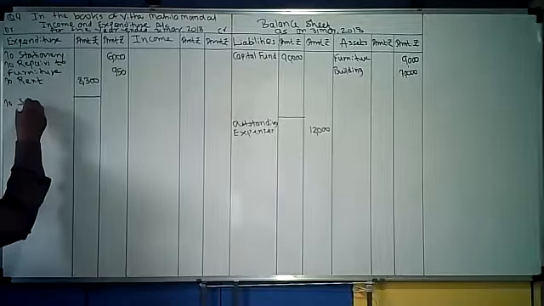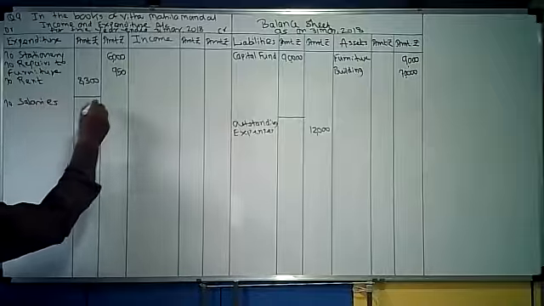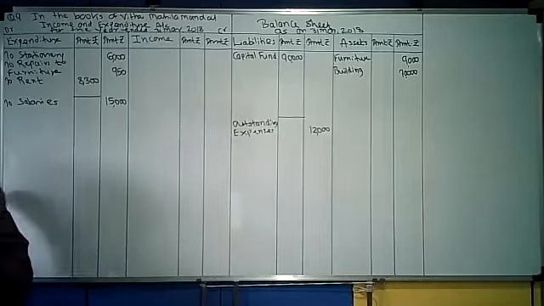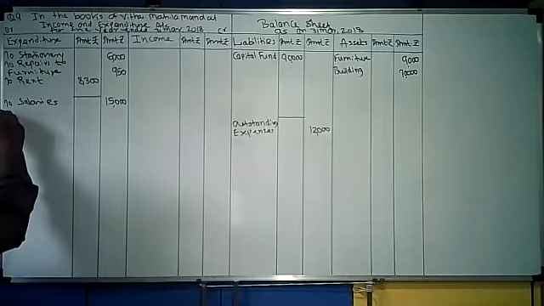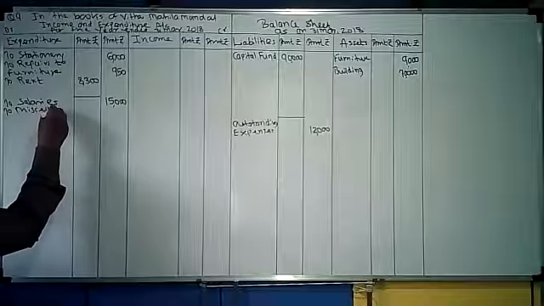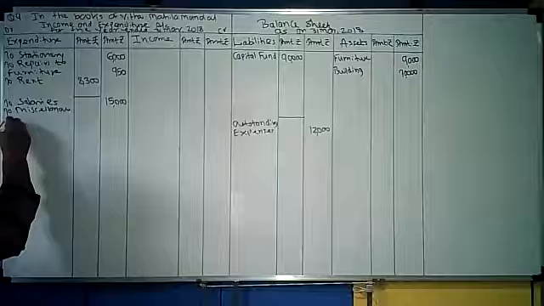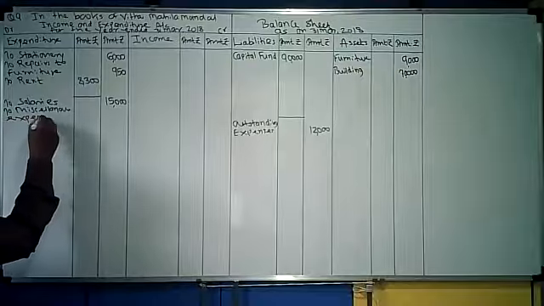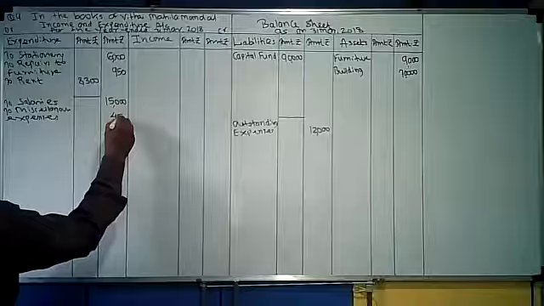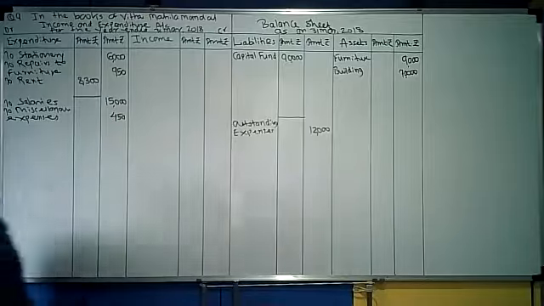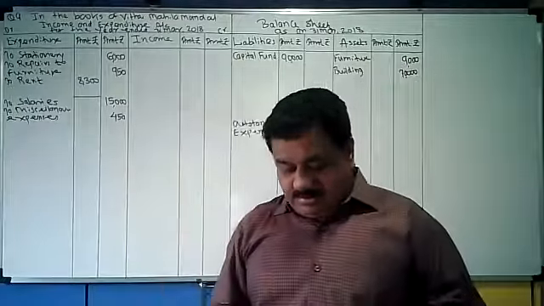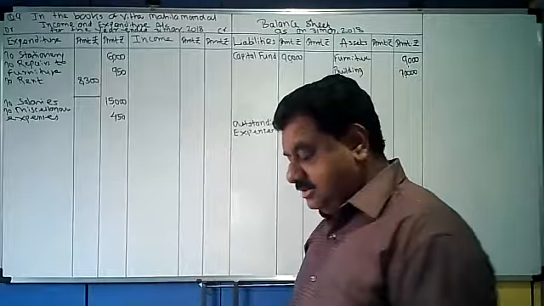Salaries, outer column, 15,000. Then miscellaneous expenses, 450 rupees. You can also call it sundry expenses, or general expenses.